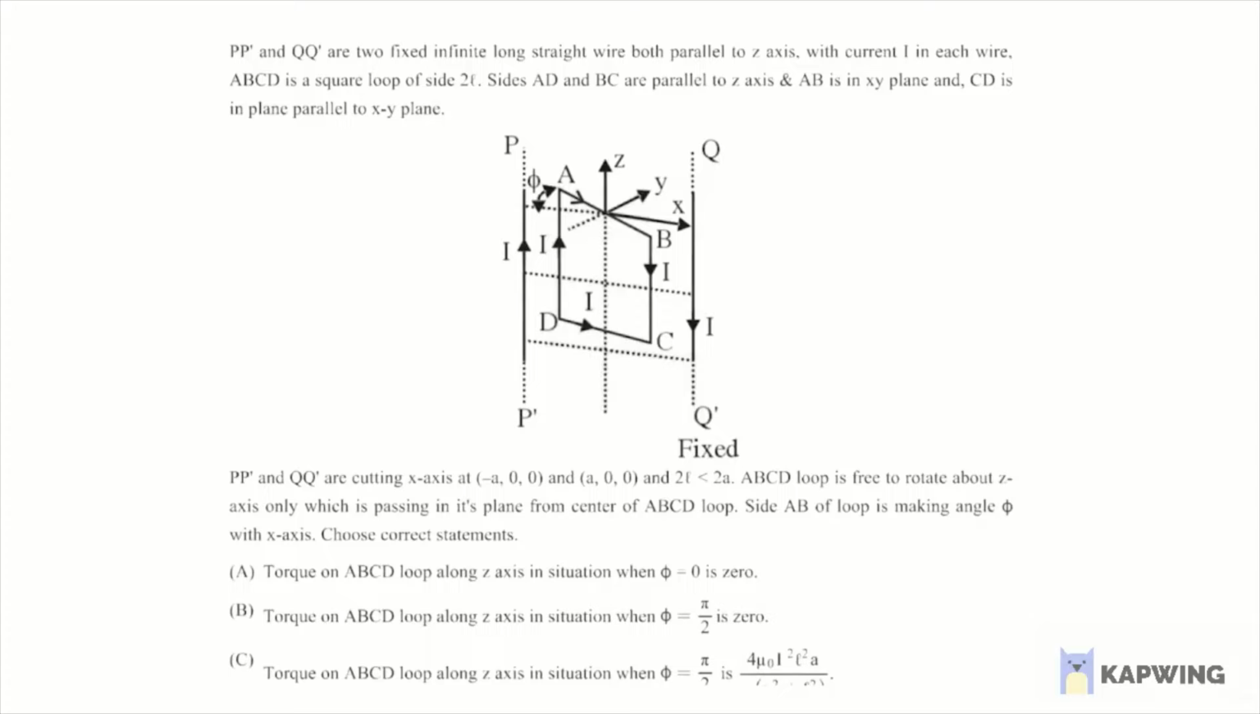PP dash and QQ dash are two fixed infinite long straight wires, both parallel to the z-axis with a current I in each wire. ABCD is a square loop of side 2L. Sides AD and BC are parallel to the z-axis, and AB and CD are in the xy plane.